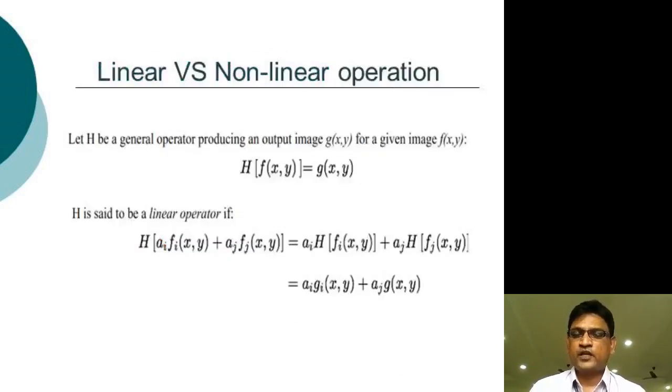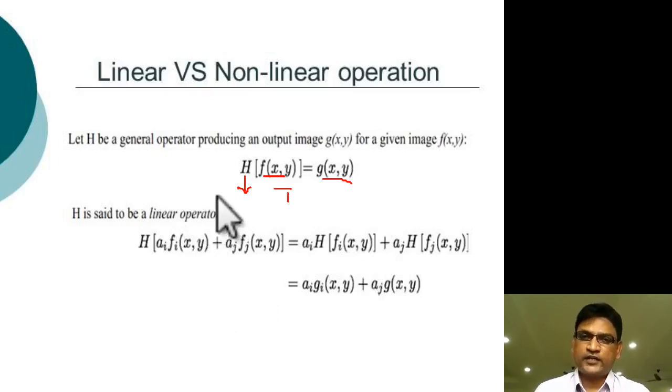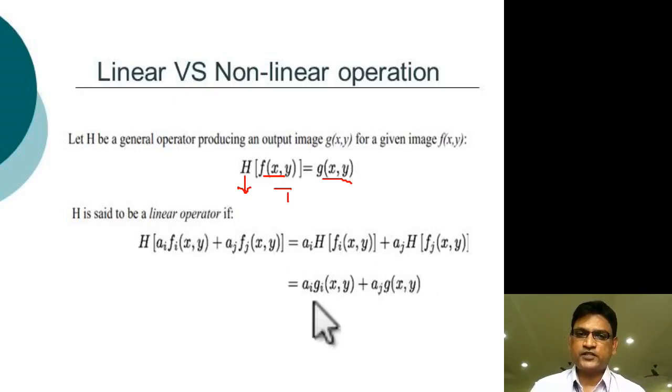And the next one is linear versus non-linear operation. Here we can observe the input image, and this is the output image, which is the processed image, and H is an operator; in some textbooks we take it as T also. Here we have to check whether this operator is linear or not. To check that, it has to satisfy this condition. We call it the superposition principle, which involves the additivity and homogeneity properties.